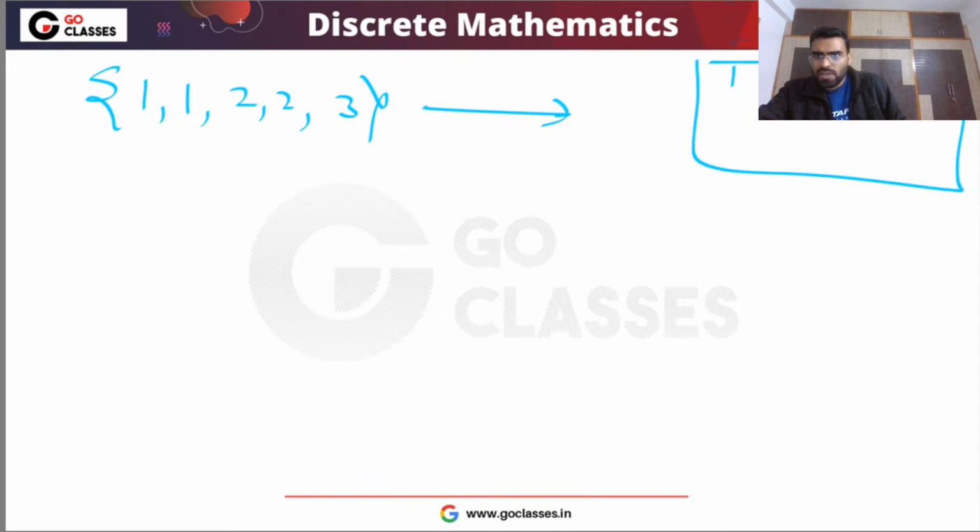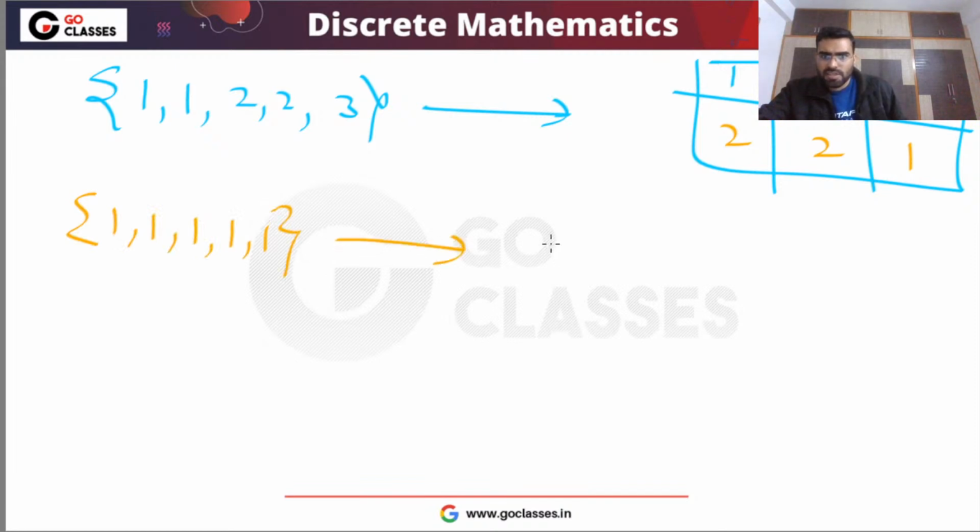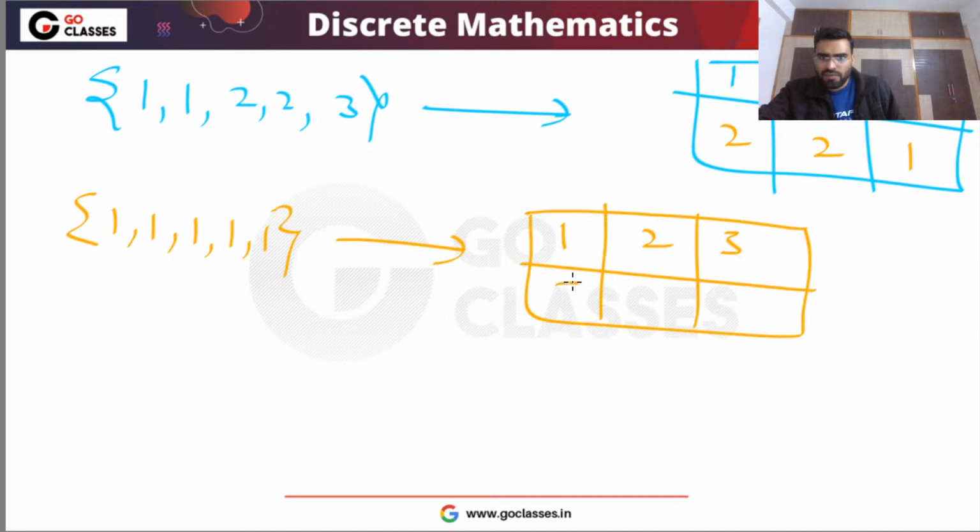In this multiset, how many ones have you taken? In this multiset you have taken 2 ones, 2 twos, and 1 three. For example, consider this multiset. In this multiset, what have you done? You have taken 5 ones, 0 twos, 0 threes. Yes or no?